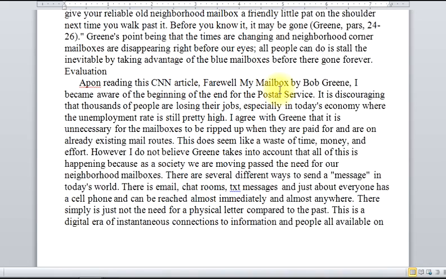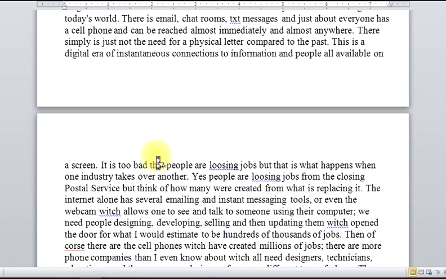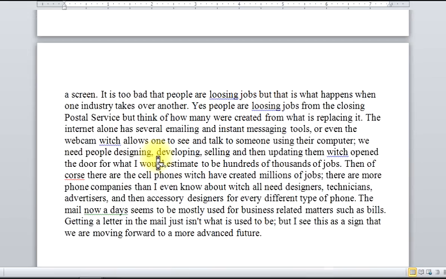I see right away that I've got the student's voice. The I is strong. I agree. I became aware. I do not believe. And the evaluation could use a little more development, but it has some pretty good threads it's following.